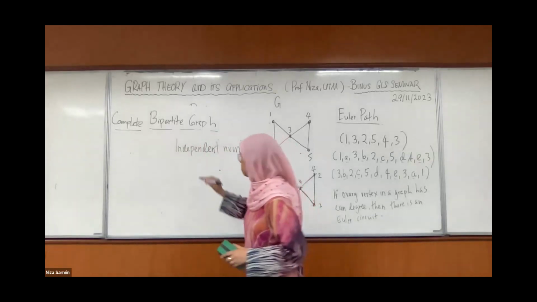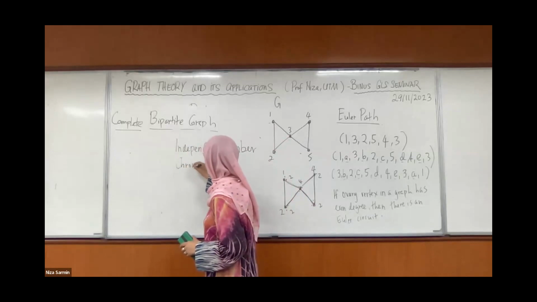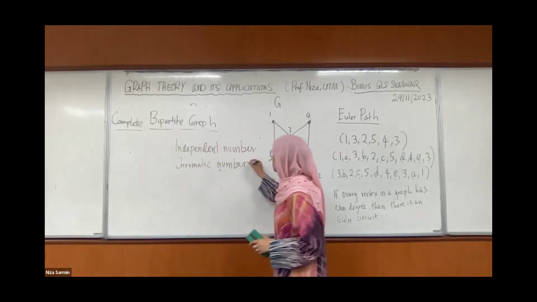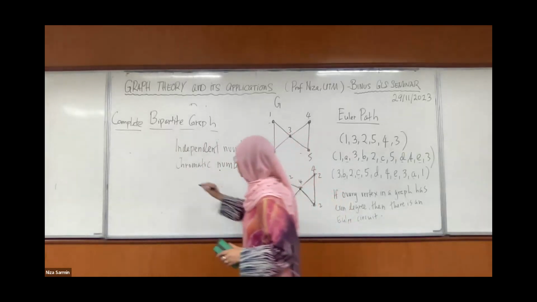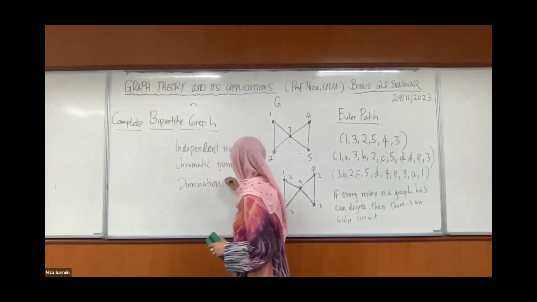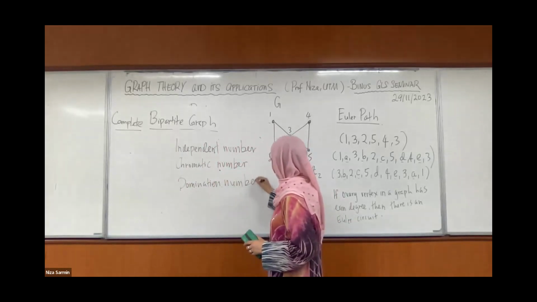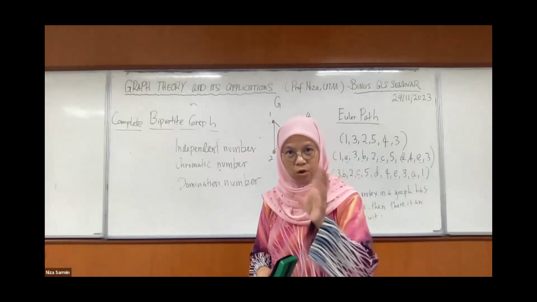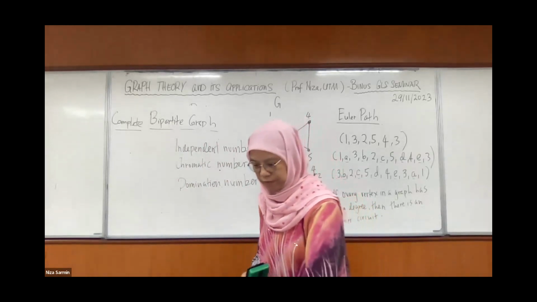Independent number, chromatic number, domination number. These are some of the properties of the graph. Okay.